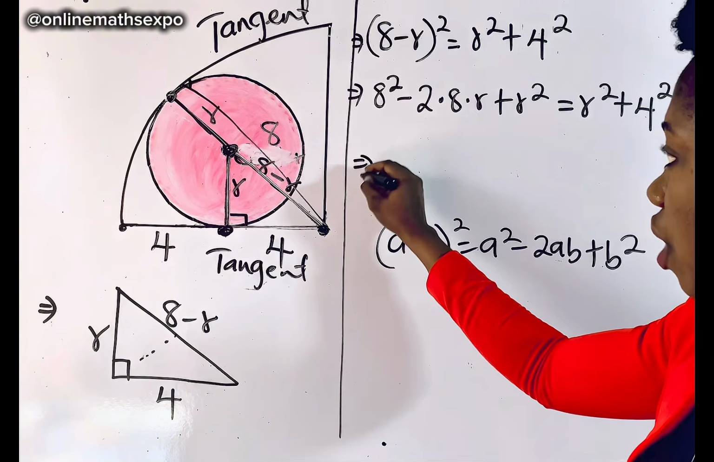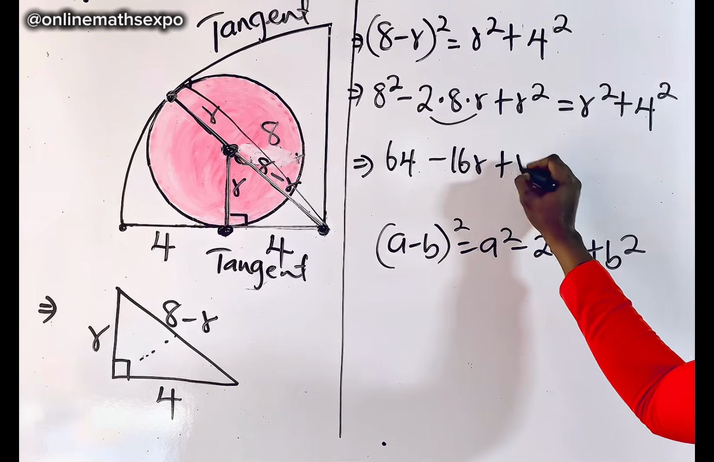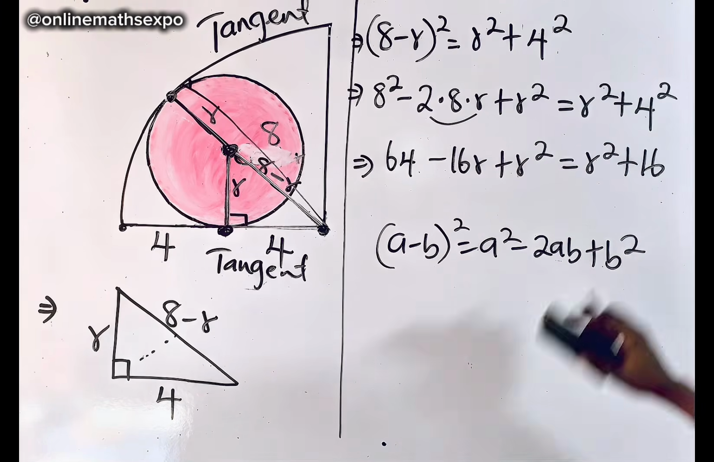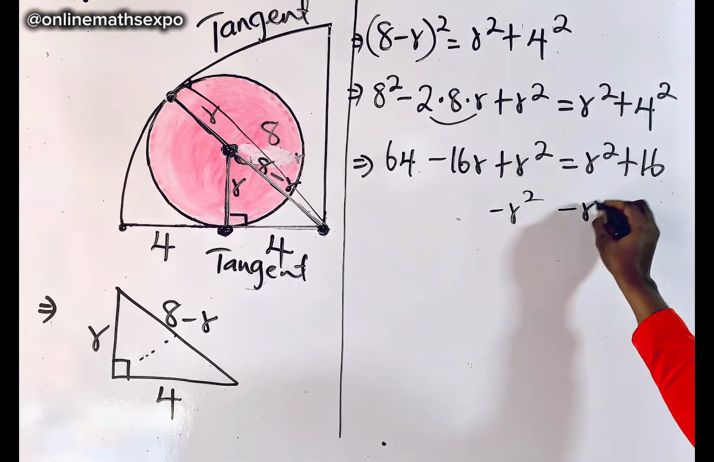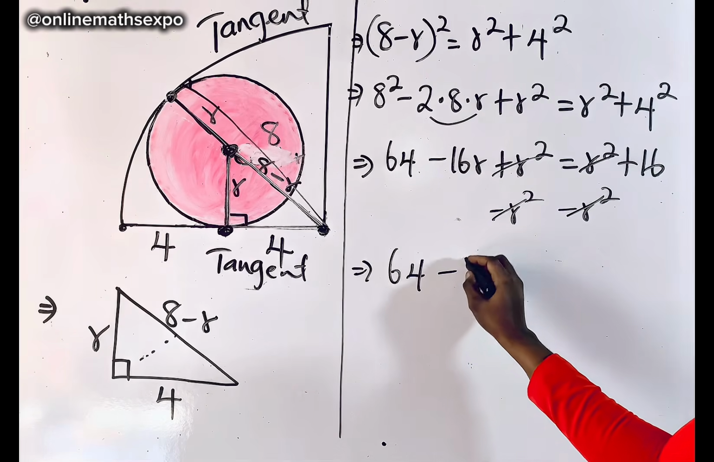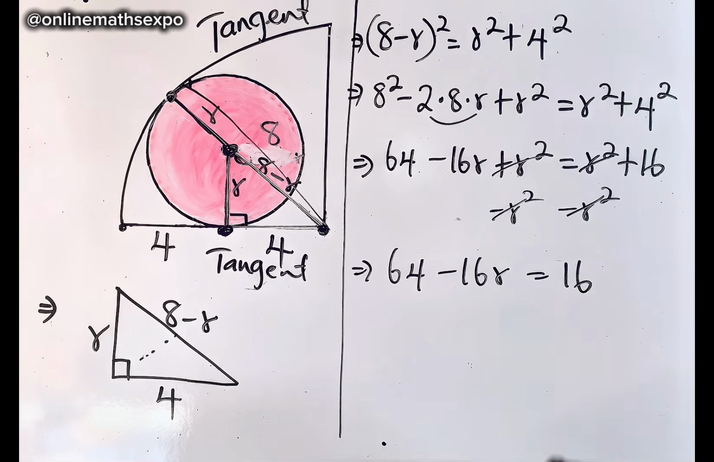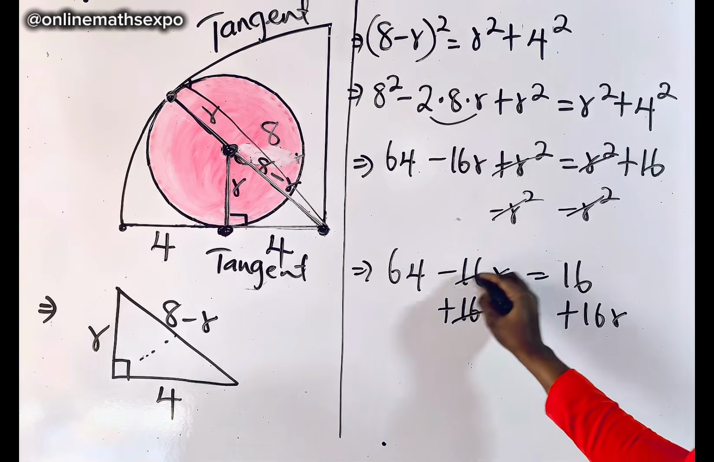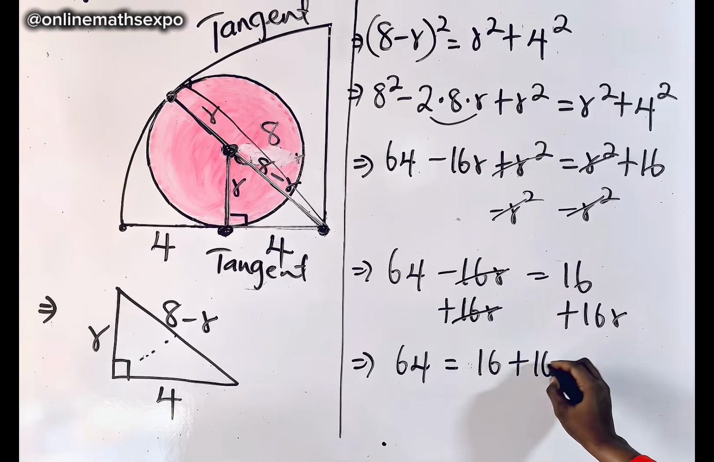So if you keep simplifying, this will give us 64. Multiply this, it gives us 16r plus r squared is r squared. This gives you 16. So what do you do next? Just remember, you can subtract r squared from both sides. So if you subtract, we are left with 64 minus 16r is equal to 16. So what do you do next? We add 16r to both sides. And when you do that, this takes off. So we now have 64 is equal to 16 plus 16r.